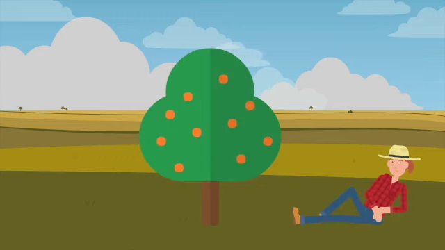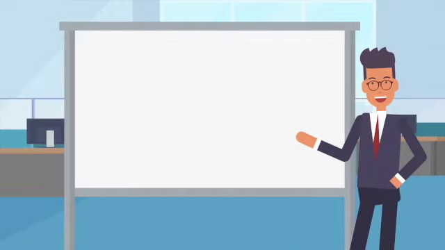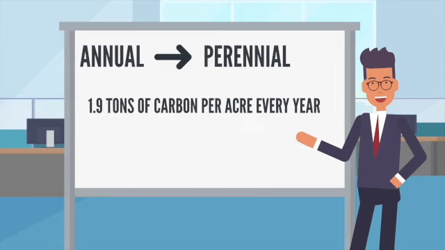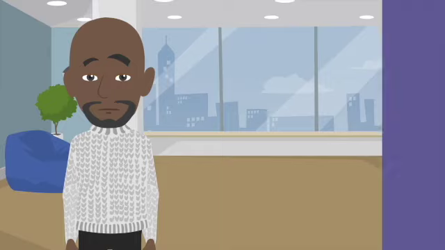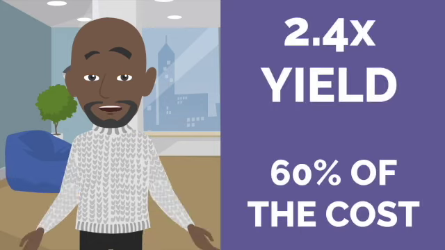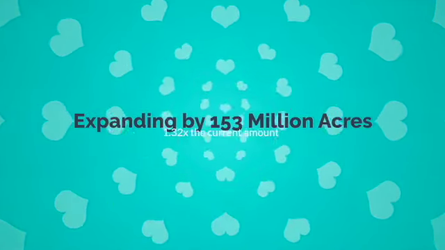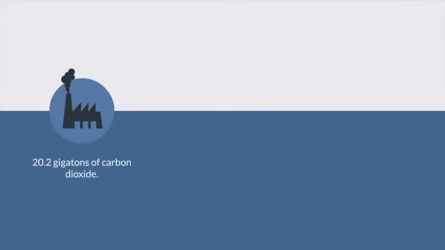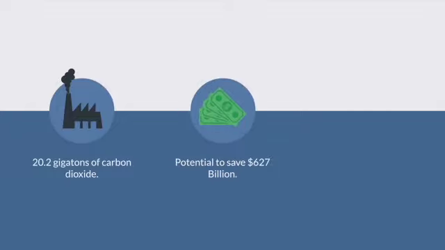Because perennial crops don't have to be replanted every year, they emit far less carbon dioxide. Lands converted from annual crops to perennial crops sequester an average of 1.9 tons of carbon per acre every year. In terms of economic value, a perennial crop's yield is 2.4 times higher than an annual staple's yield at 60% of the cost. Expanding the area growing perennial staple crops by 153 million acres would save 20.2 gigatons of carbon dioxide and $627 billion. Hawken ranks this idea 14th.